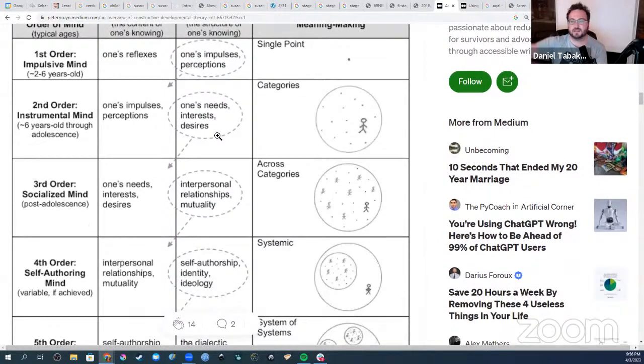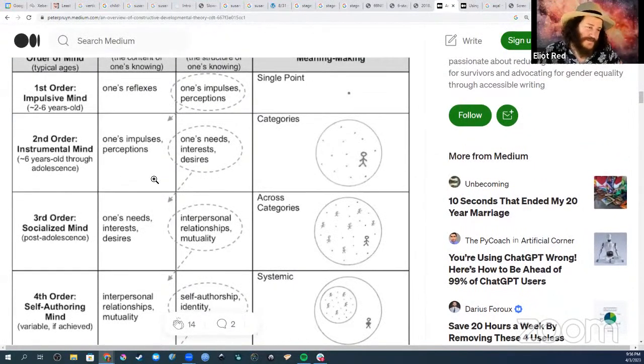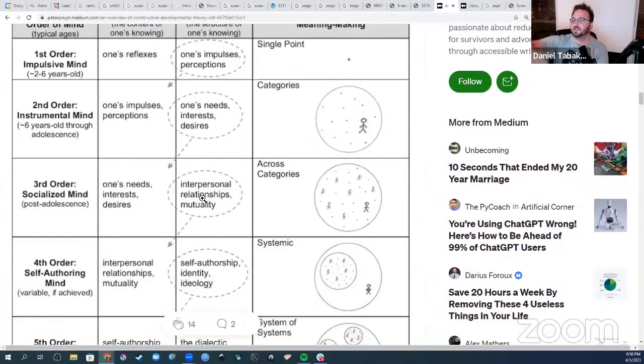Anything else, Dad? We can move to second. Let's go to stage 2. All right, so stage 2, and I'm going to go through this a little bit quicker, now that you guys kind of get this.